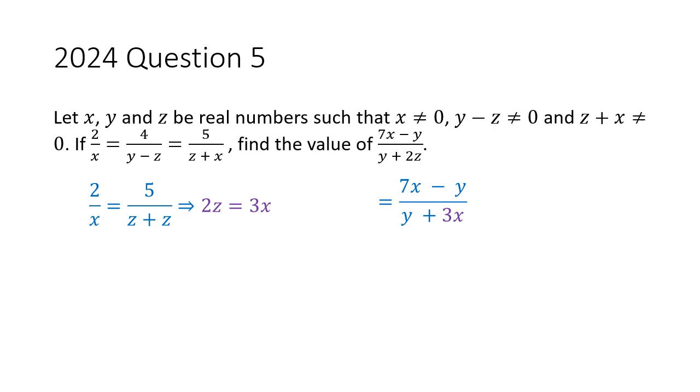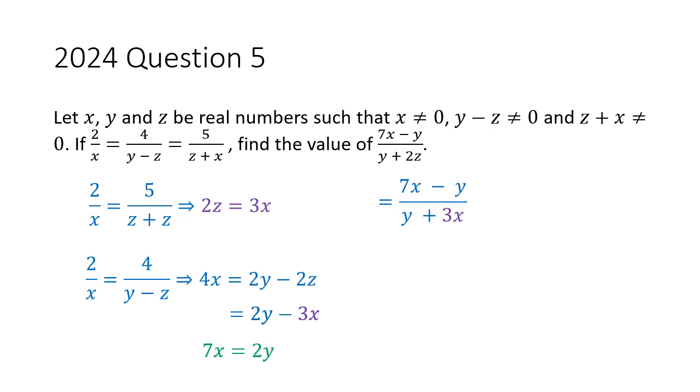Now if we equate 2 over x with 4 over y minus z, we can simplify that to give us 4x equals 2y minus 2z. Now earlier we know that 2z is equal to 3x. So this allows us to simplify. We will replace the 2z with 3x. Then we'll get x in terms of y. So x is equal to 2y over 7.